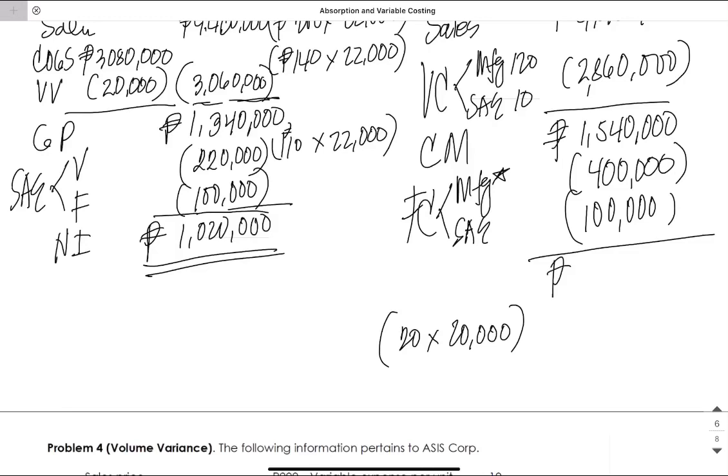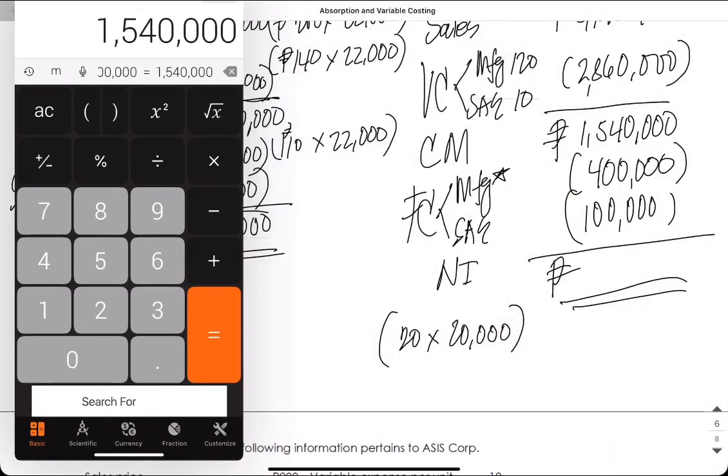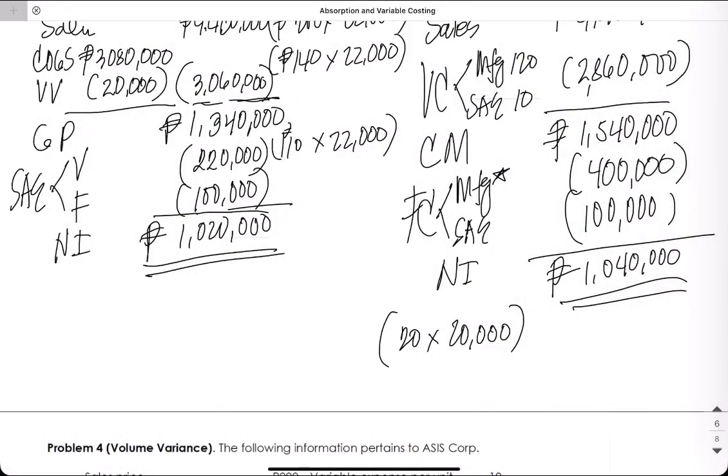So again, your net income under variable costing amounted to 1,540 less 500,000, so we have 1,040,000. So 1,020,000 under absorption, and then variable 1,040,000. We can check and confirm. So under variable costing and under absorption costing, we just have to reconcile. So this is 1,040,000.